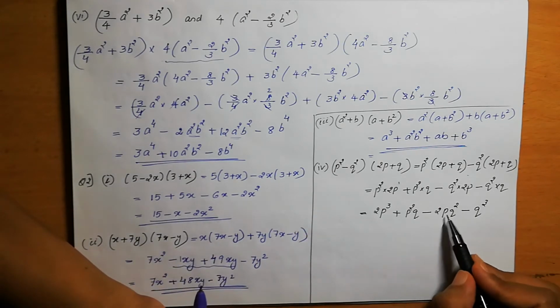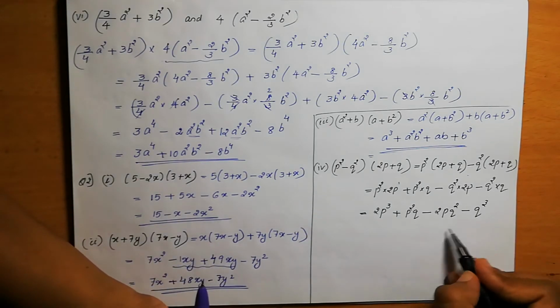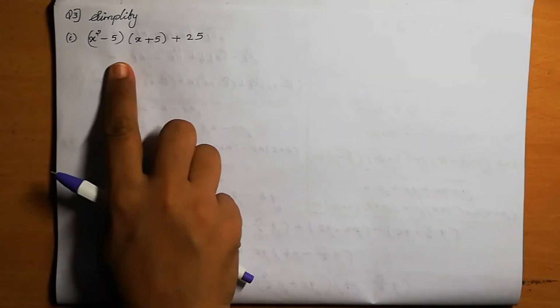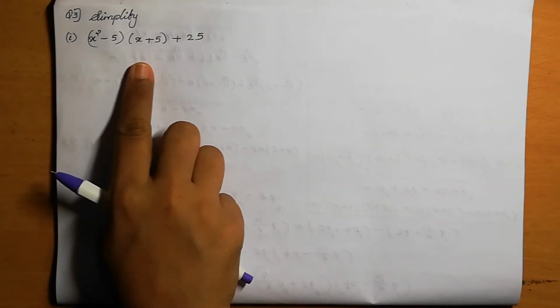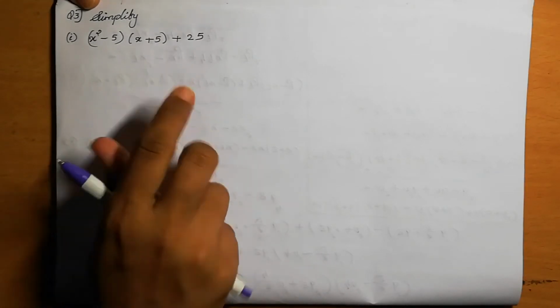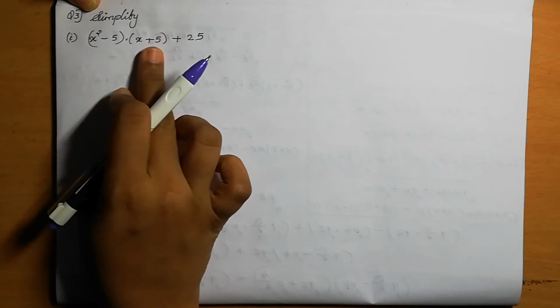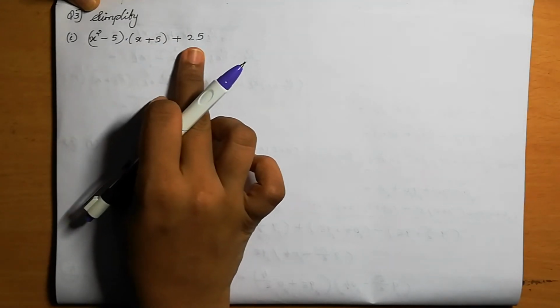This is p square q, this is p q square. There is no like term there. So this is the answer. Question number 3. Simplify x square minus 5 into x plus 5 plus 25. So here, where is the product? These two are the product, right? Bracket. So this one we need to simplify, then we can add 25 to that sum, right?